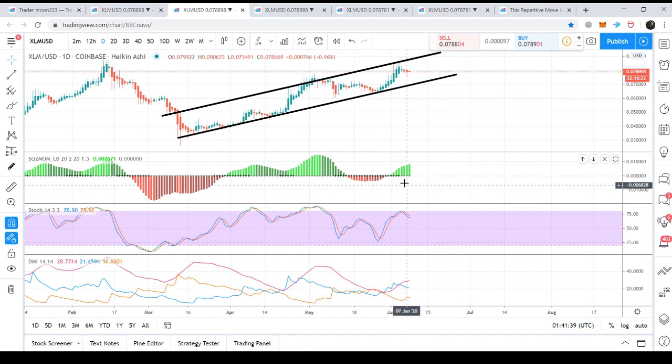Now, if we receive the bearish signal by this momentum indicator like we received here, then the downward movement will be confirmed, and definitely we will also wait for this bear cross from this directional movement.